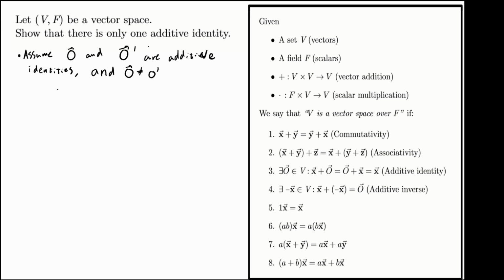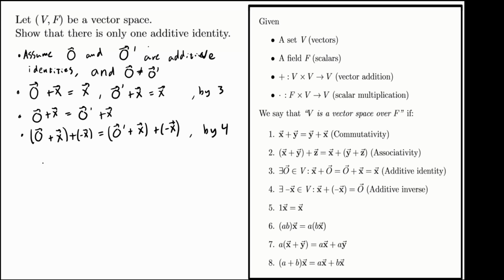So, first, because O is an additive identity, I know that O plus x gives me x. And similarly, I know that O prime plus x is equal to x. So these are both equal to the same thing, and I can set them equal to each other. So I have O plus x equals O prime plus x. Now I know that the additive inverse of x exists, so I will add it to both sides. Now I will use the fact that addition for vectors is associative, so this gives me O plus x plus its additive inverse is equal to O prime plus x plus its additive inverse.